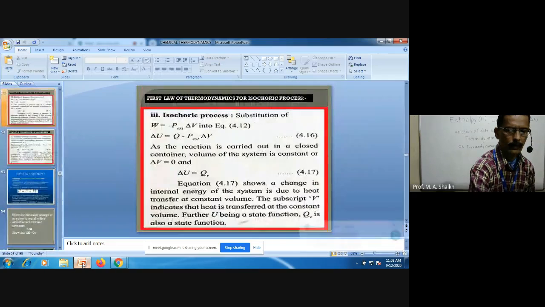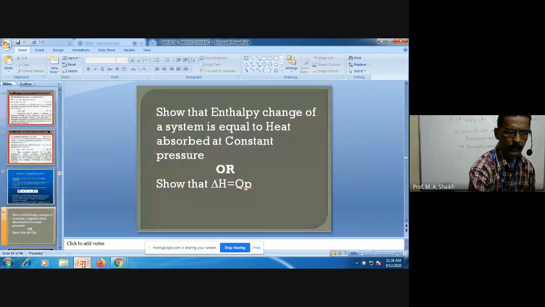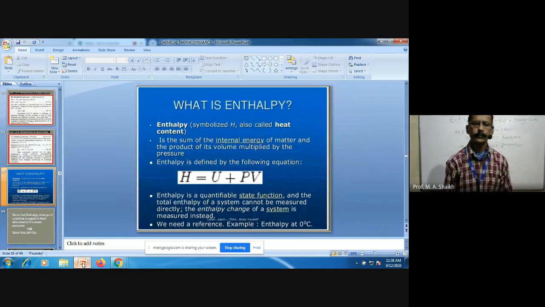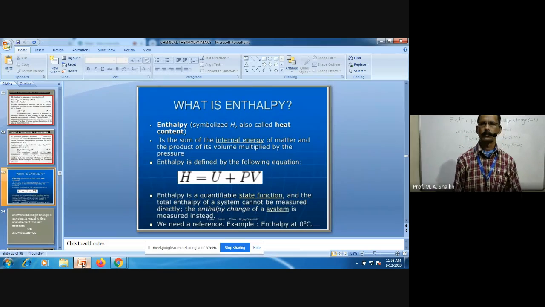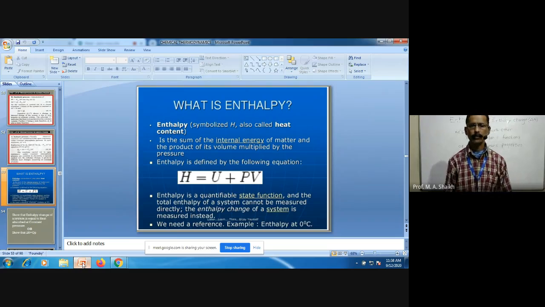Students, here on the slide, there is one question. What is enthalpy? Enthalpy is actually one of the thermodynamic properties. The symbol for enthalpy is H. It is also called heat content. Don't forget, enthalpy of system is also called heat content of the system.